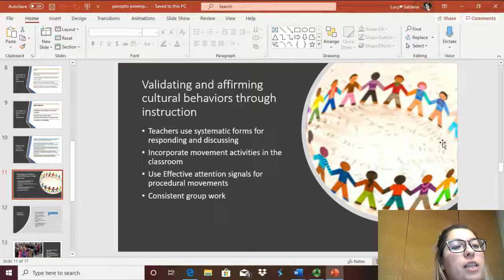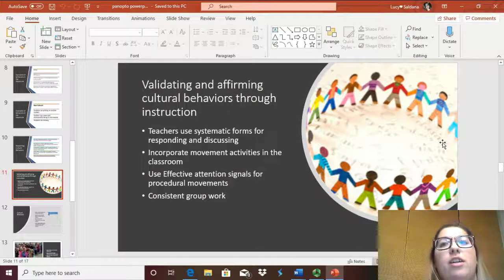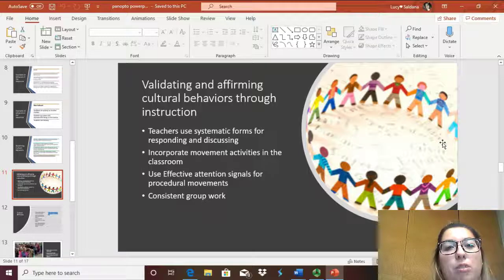The students need daily opportunities and practice with situational appropriateness to become conversant with cultural behaviors in school. So maybe you could group students that are from different cultures so they can get a bigger variety and see what other cultures their peers are and get to know a little bit more about the students.